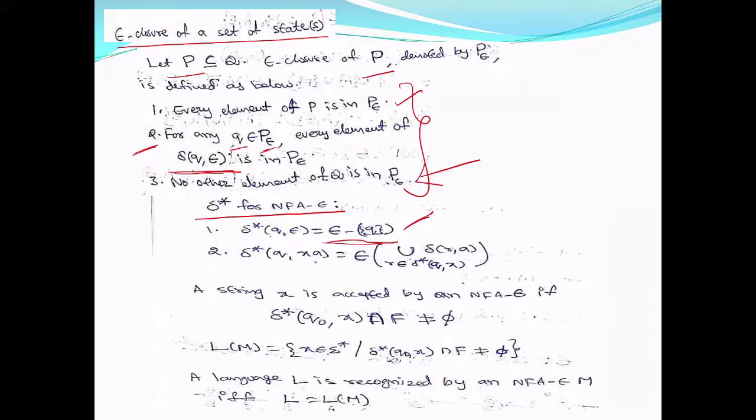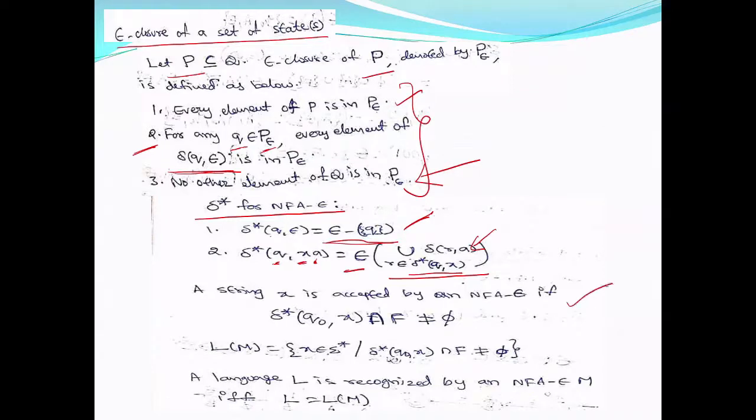Then delta star of Q comma xa: earlier for NFA it was the union over R belonging to delta star of Q comma x. Q is taken and applied for x, taking x as input, and you get a set of states. For those set of states, you take the input a, that is the symbol a, and make delta. Then you get a set of states. Earlier for NFA it is only up to this, because a set of states is enough. But for those set of states, you have to take the epsilon closure for NFA epsilon. So that is how I define delta star.